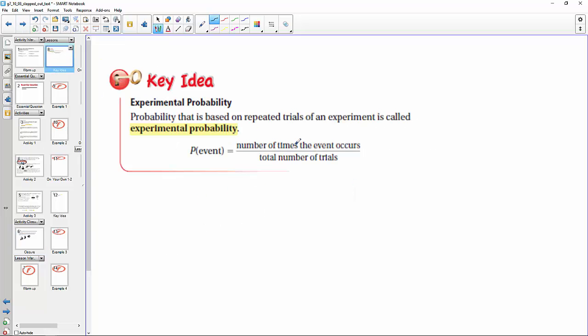So what we're going to be doing today is there's really two key ideas. One is experimental. So this is the number of times that the event occurs, and it's over the total. So this is actually like playing the game. I'm going to write that down. Play the game.